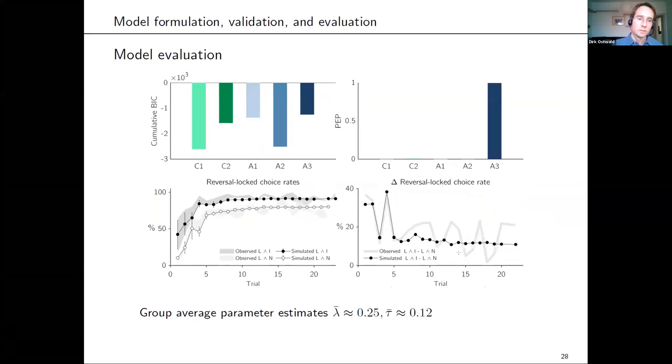So what we see here is first the cumulative BICs for our different agent models based on the experimental data, the human participants' data that I've shown you in the first part of the talk. And what we see is that the random choice agent does not explain the data too well.